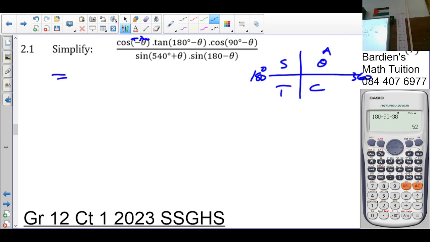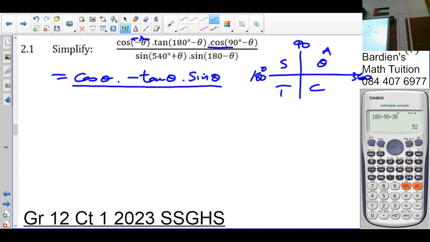Is cos positive or negative? It's positive. So it's positive cos theta. Times 180 minus theta, that takes us to the second quadrant. Tan is negative. So negative tan theta. Times 90 minus theta takes us to the first quadrant. Cos changes to sine of theta over 540.